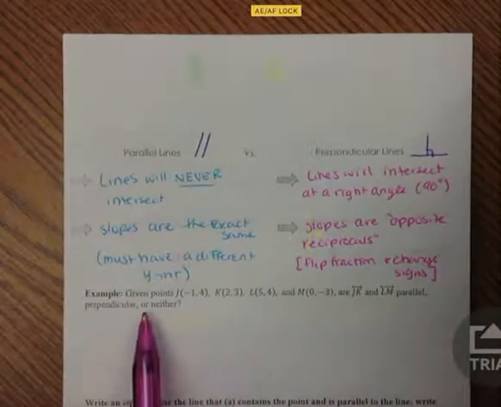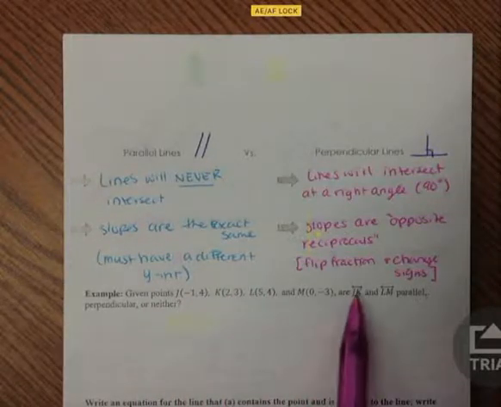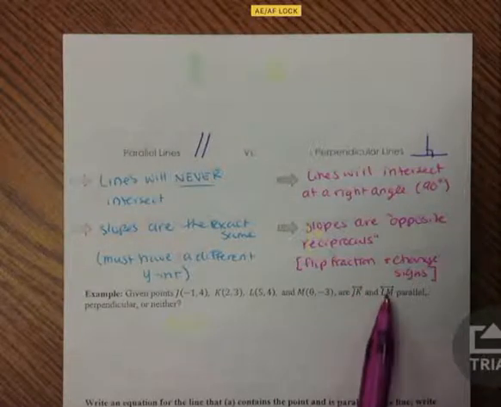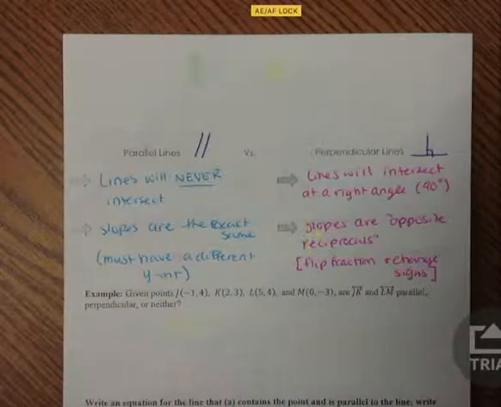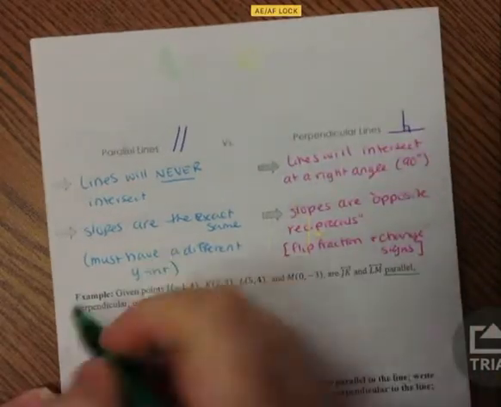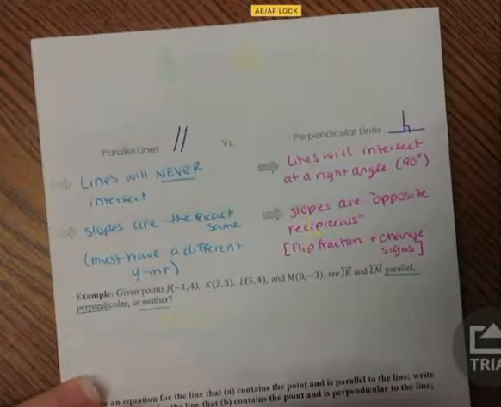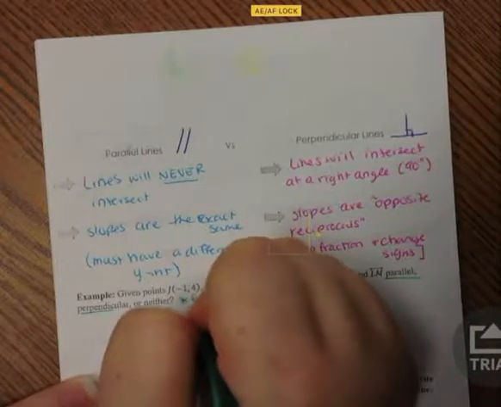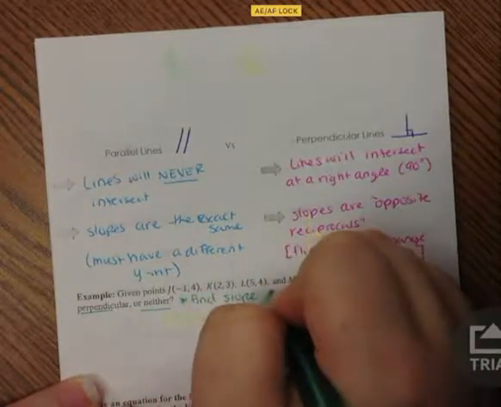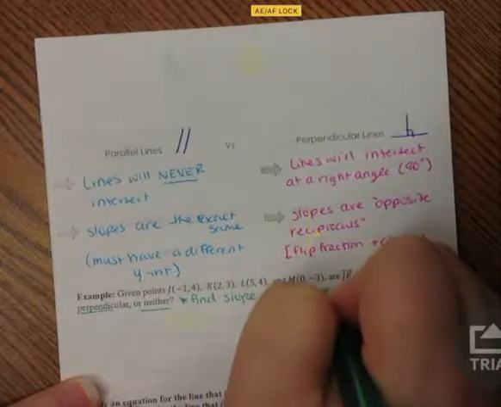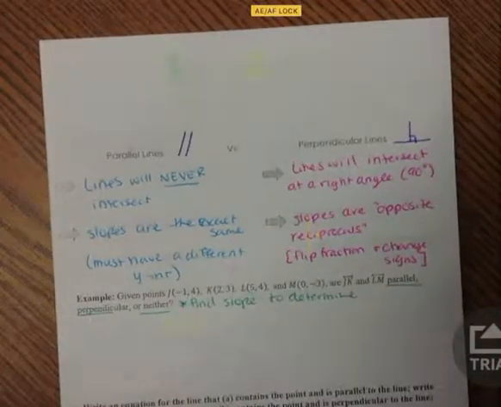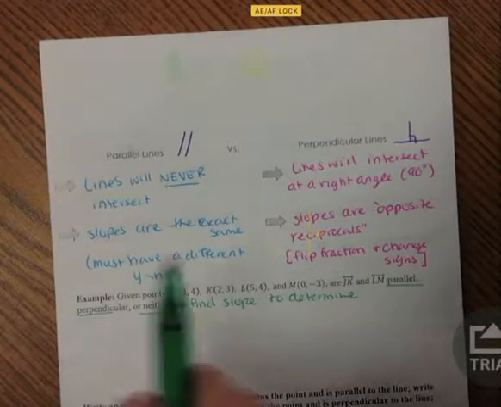So we're going to determine, if we're given these points, if these two lines are parallel, perpendicular, or neither. So we focus on the points of JK and the points of LM. Since we're talking about parallel, perpendicular, or neither, what we really need to find out first is the slopes. Find the slope to determine. Now, if they are the same slopes, then we have to look to see if they actually cross through the same y-intercept or not. Because if they have the same slope and the same y-intercept, they are not parallel, they are the same line. So first let's focus on the slopes.